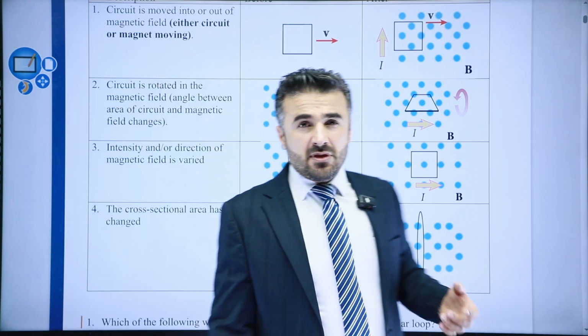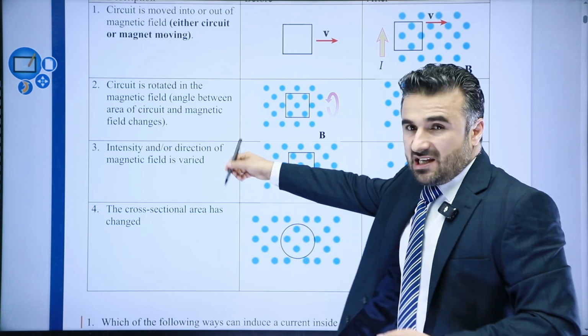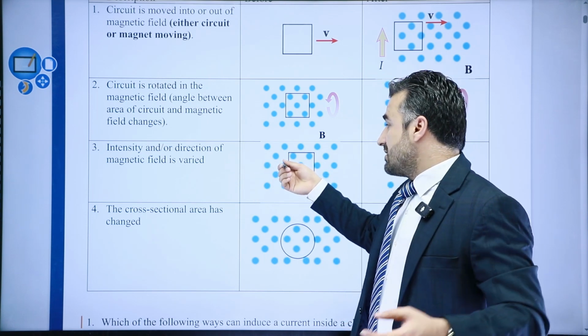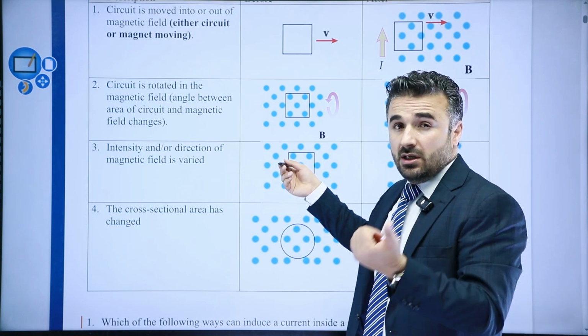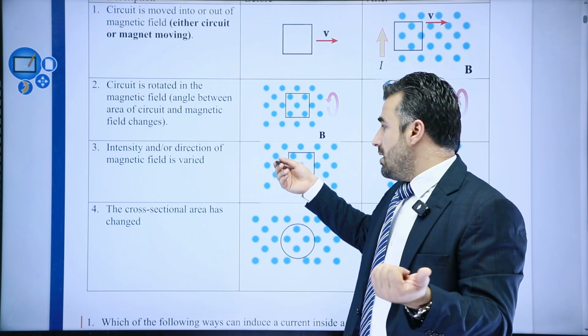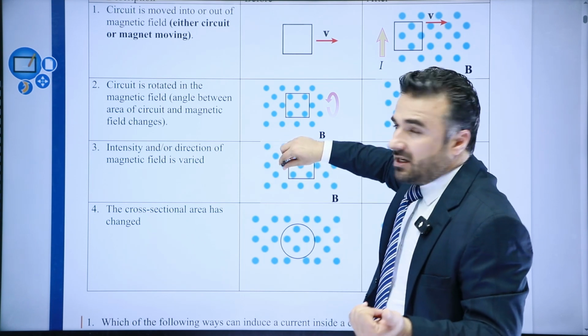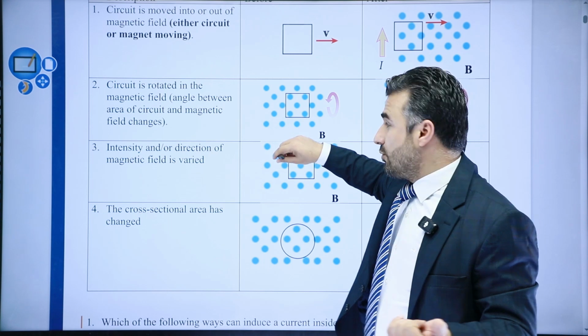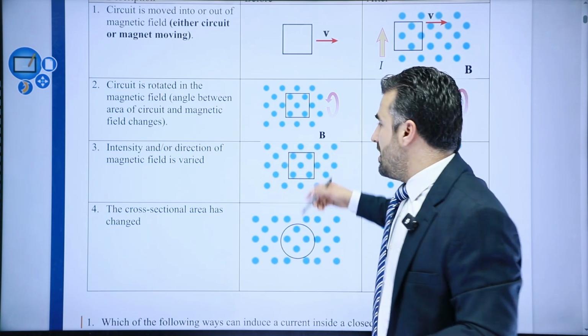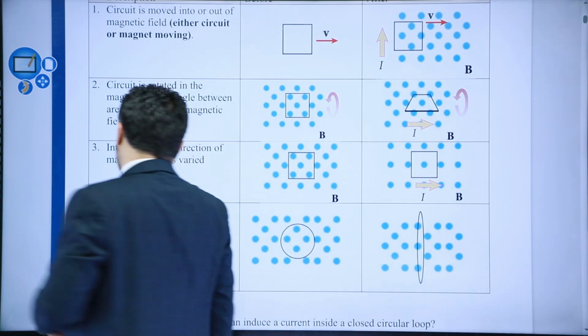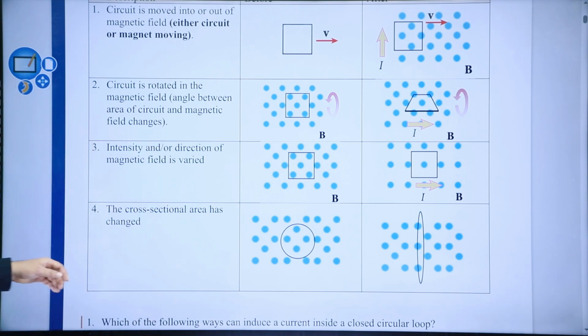And of course the same thing is true if we reverse the direction of the magnetic field line here. So for example, the direction of the magnetic field lines is outward. I can reverse the direction and make it inward, let's say, into the board. And in that case, of course, I can still have induced electromotive force.